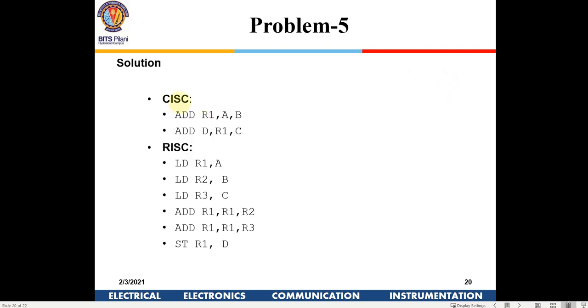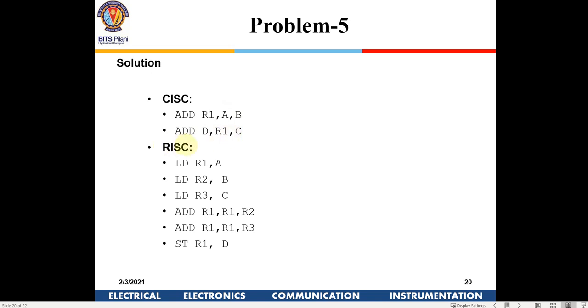Now in CISC we know that we can do register and memory addition. It's not a problem, and memory-to-memory addition is also possible. So you add A and B, put it into R1, and then again the result can go back into a memory location in CISC. All this is possible, right? Add, this is again the memory location, R1 and C. So within 2 steps you can finish writing your program.